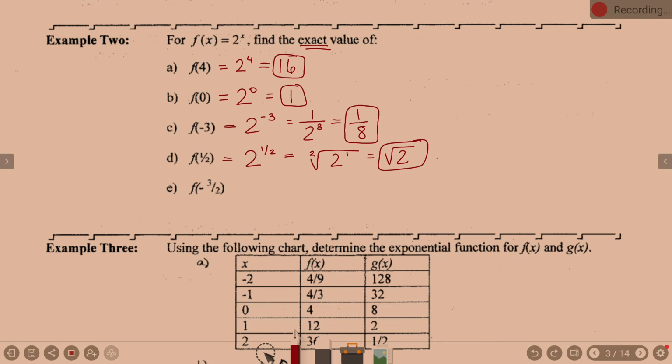f of -3/2. So that means we're doing 2 to the -3/2. Well, we've done all the pieces here. What do you know about negative exponent? Takes it to the denominator. So now I'm going to say this is 1 over 2 to the 3/2.